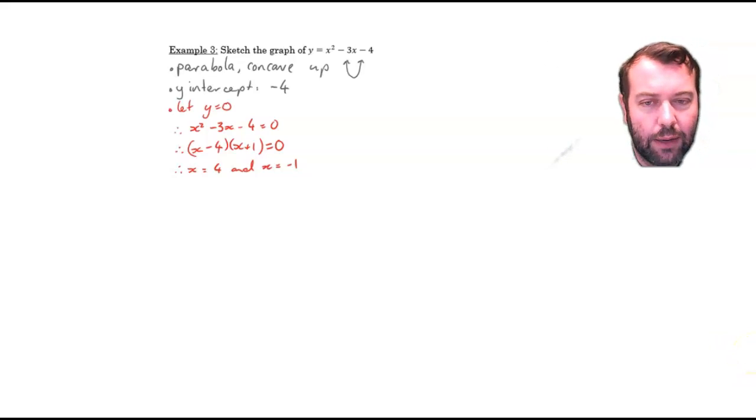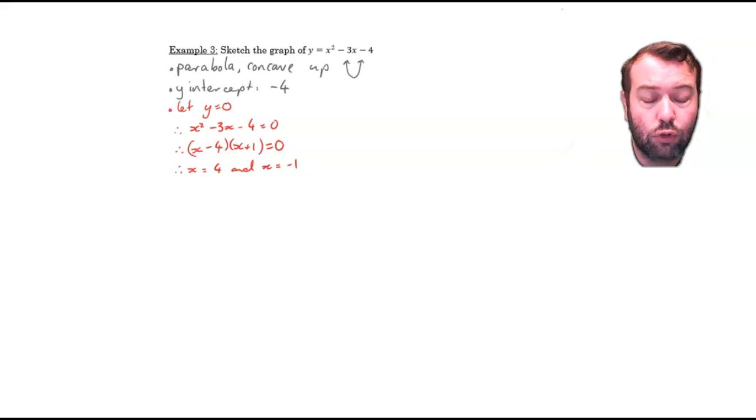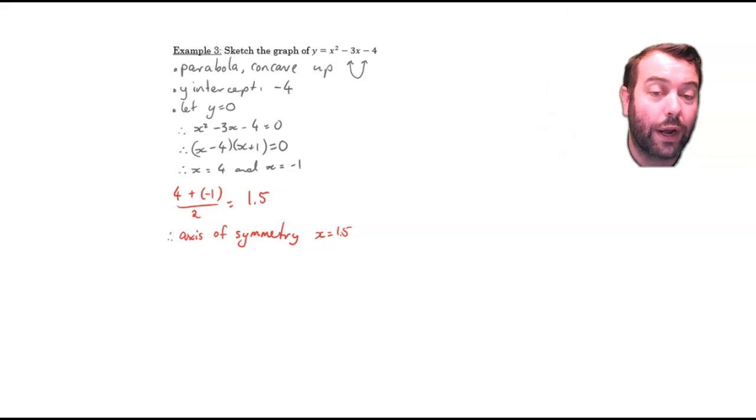Now halfway between 4 and -1 is our axis of symmetry. 4 plus -1 is 3. 3 divided by 2 is 1.5. When I'm sketching things on the number plane, I prefer to have decimals than fractions. So my axis of symmetry is the vertical line x equals 1.5. That's halfway between 4 and -1.